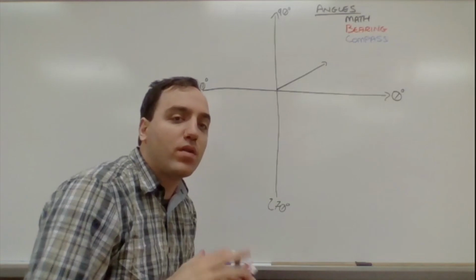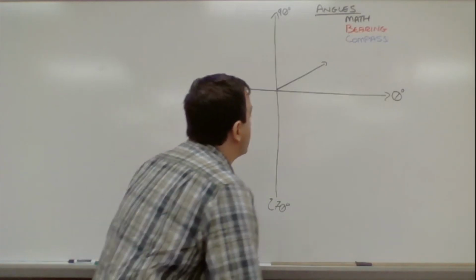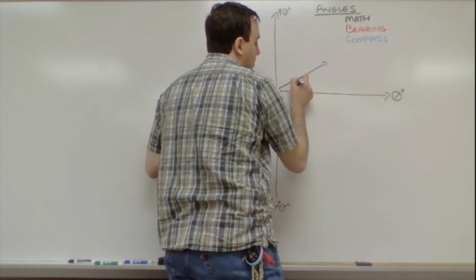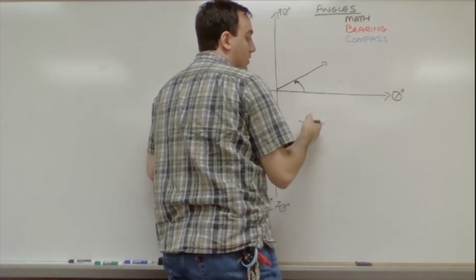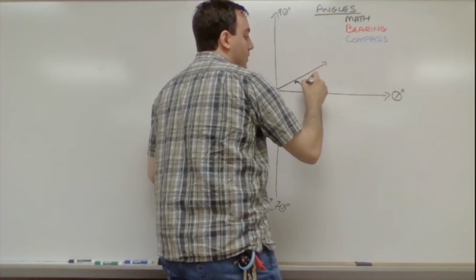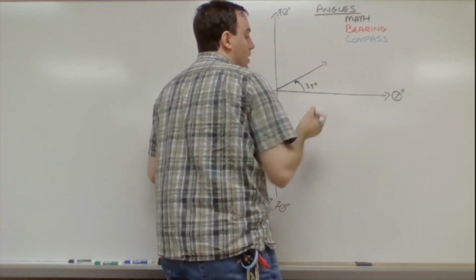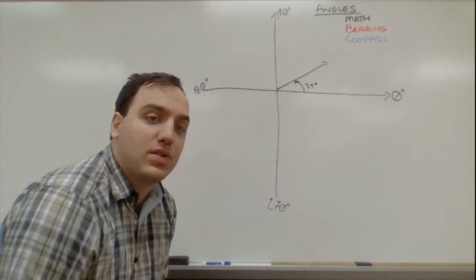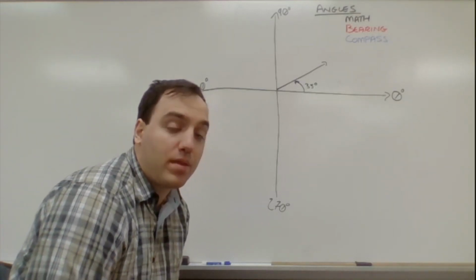In this case, whenever we measure an angle, we always measure from 0, and we measure how far around we go. So in this case, we go up like this, and this would be our angle. So if this is, let's say, 35 degrees, that is my angle. And that's probably the simplest. It's the one that you're most familiar with.